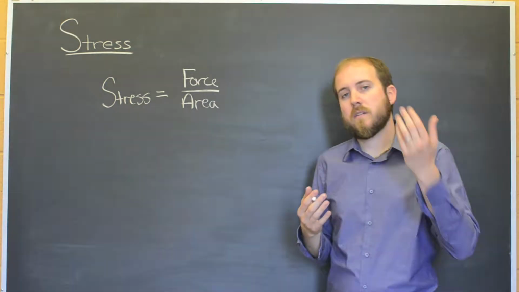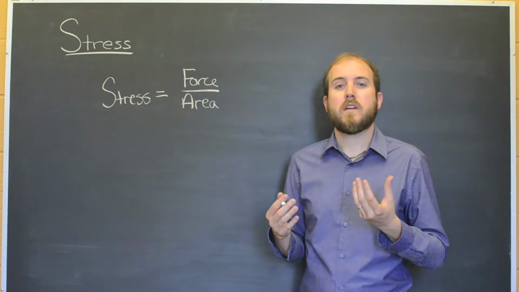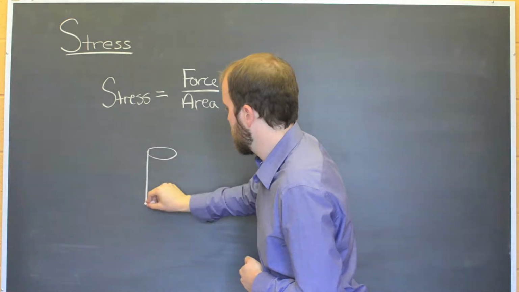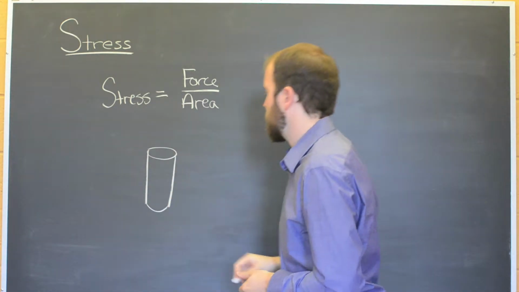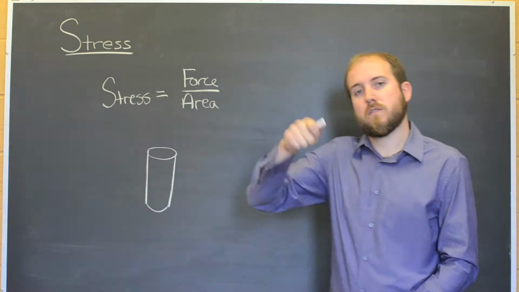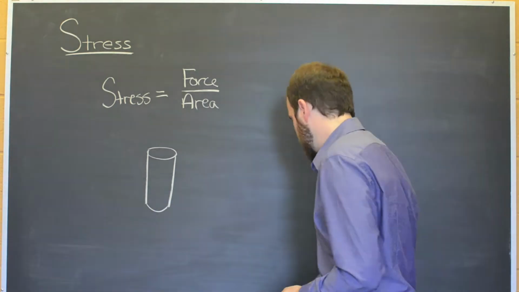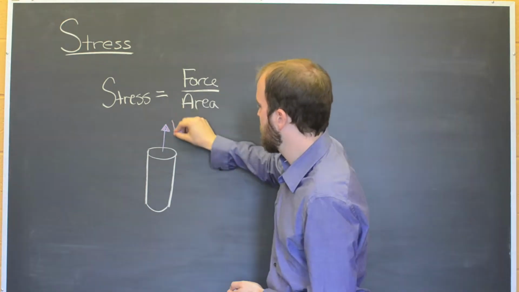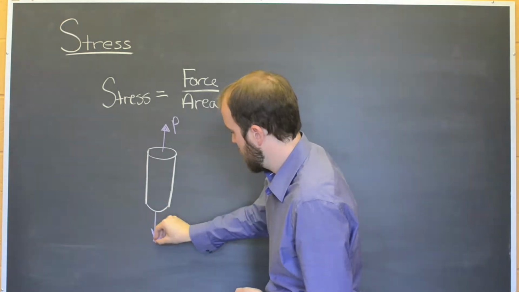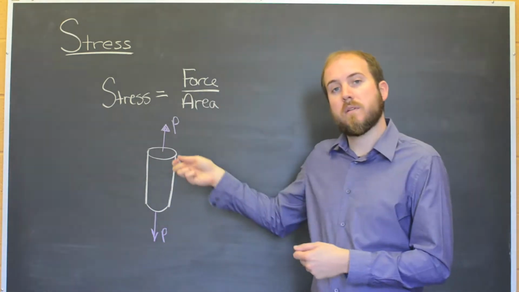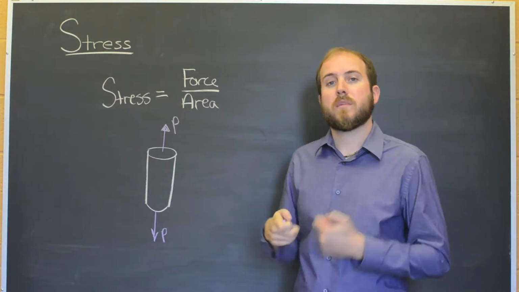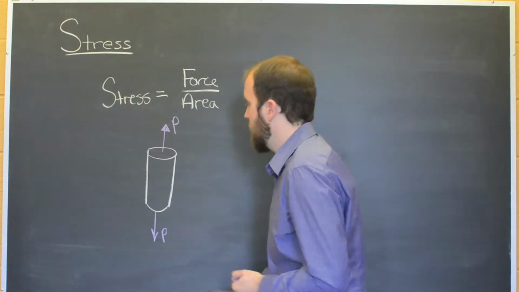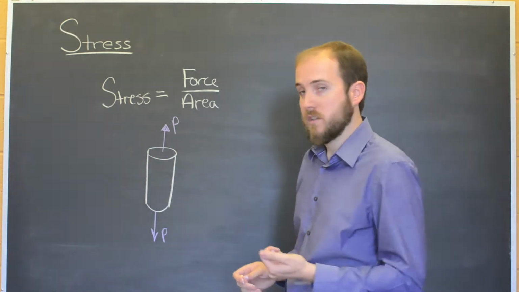So this is better understood by an illustration. Think of a cylindrical rod. We can apply an external force along the long axis of this rod. So we apply a force P, and you'll notice that we've applied an equal and opposite force on both ends of the rod because this structure is in static equilibrium. So this force P is acting perpendicular to some cross-sectional area.